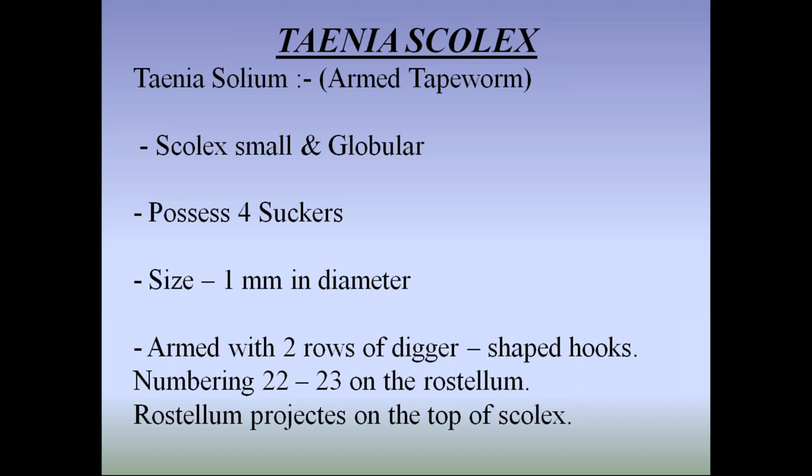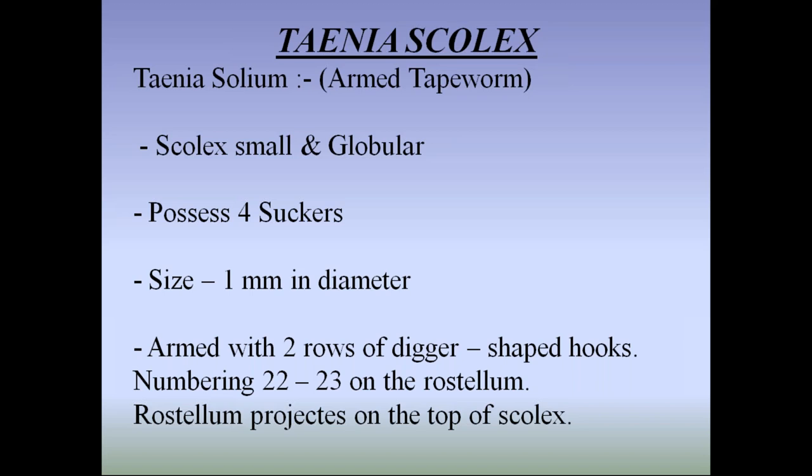The rostellum contains hooklets. That is why it is called armed tapeworm. But in case of Taenia saginata, the hooklets are absent. That is why it is unarmed tapeworm. Why is it called armed tapeworm? The rostellum is armed with the hooklets.